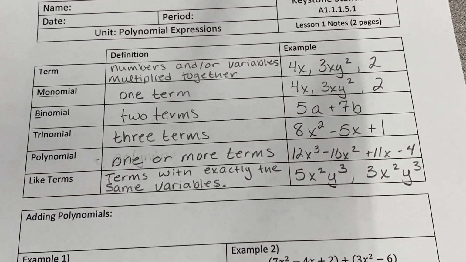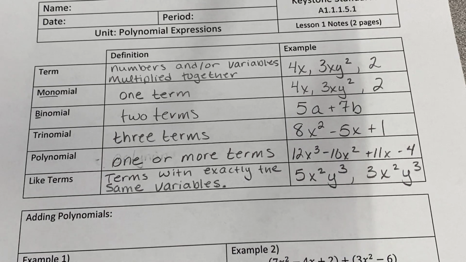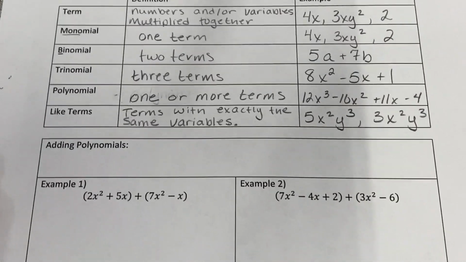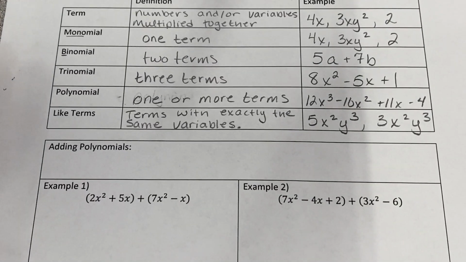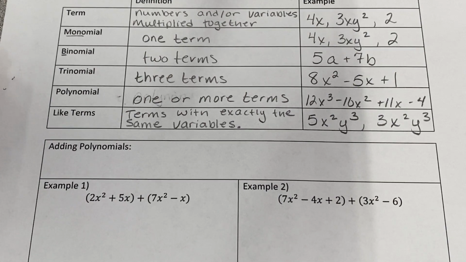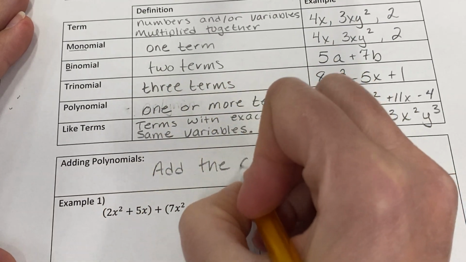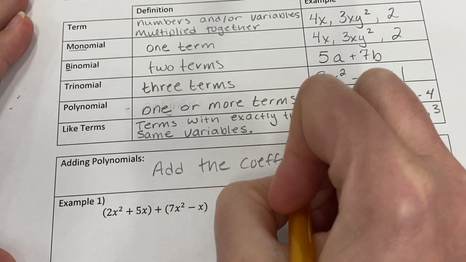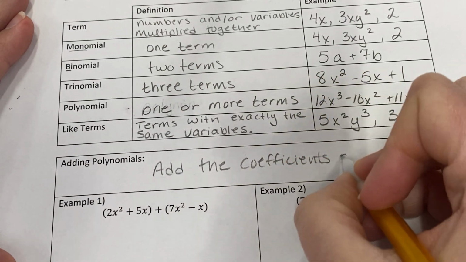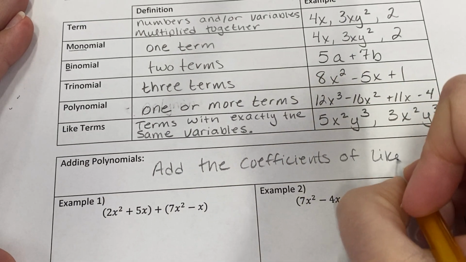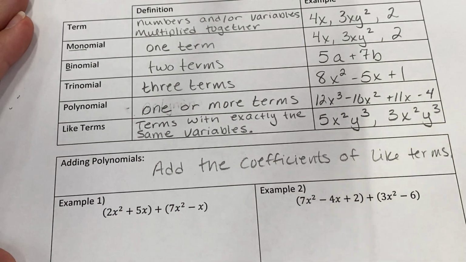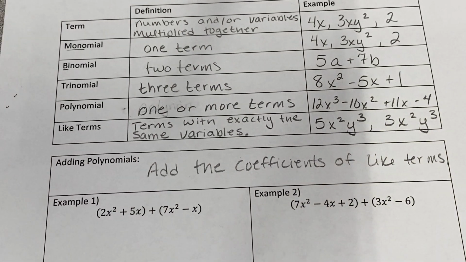Okay, so in this lesson, we're also going to focus on adding and subtracting polynomials. So to add polynomials, you're just going to add like terms. Add the coefficients of like terms. When you're adding or subtracting like terms, the variable part will not change, just the coefficient part.